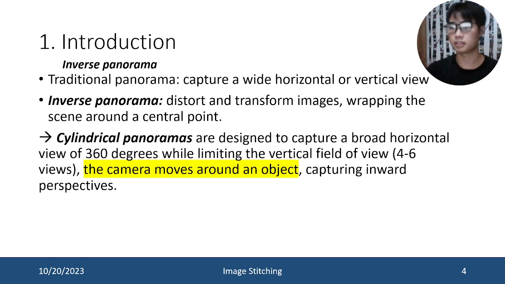So let me talk about the inverse panorama. A traditional panorama captures a wide horizon or a vertical view, but the inverse panorama distorts and transforms the image, wrapping the scene around a central point. The proposed inverse panorama wants to get the surface of the object, around the object.